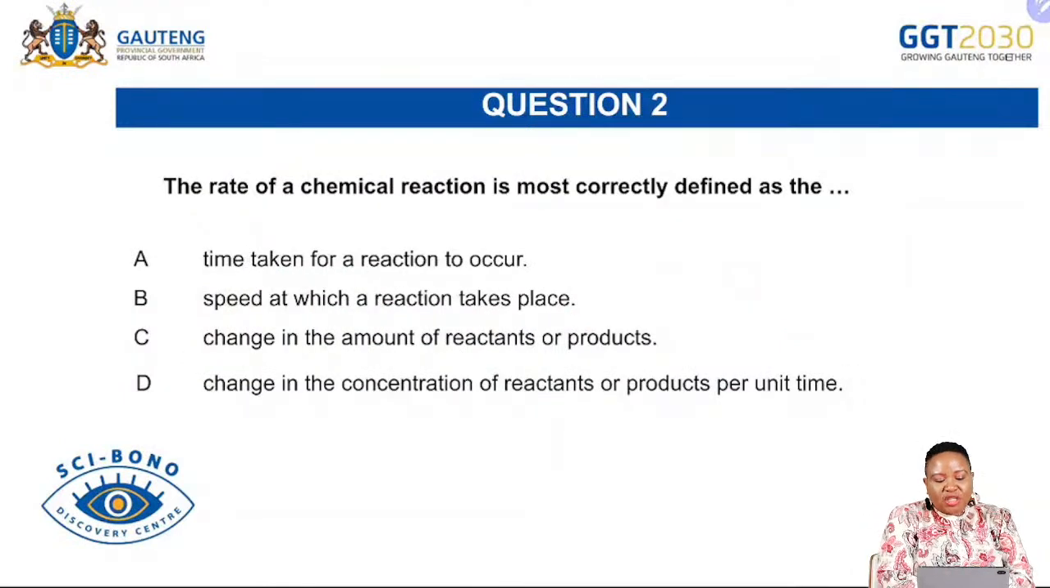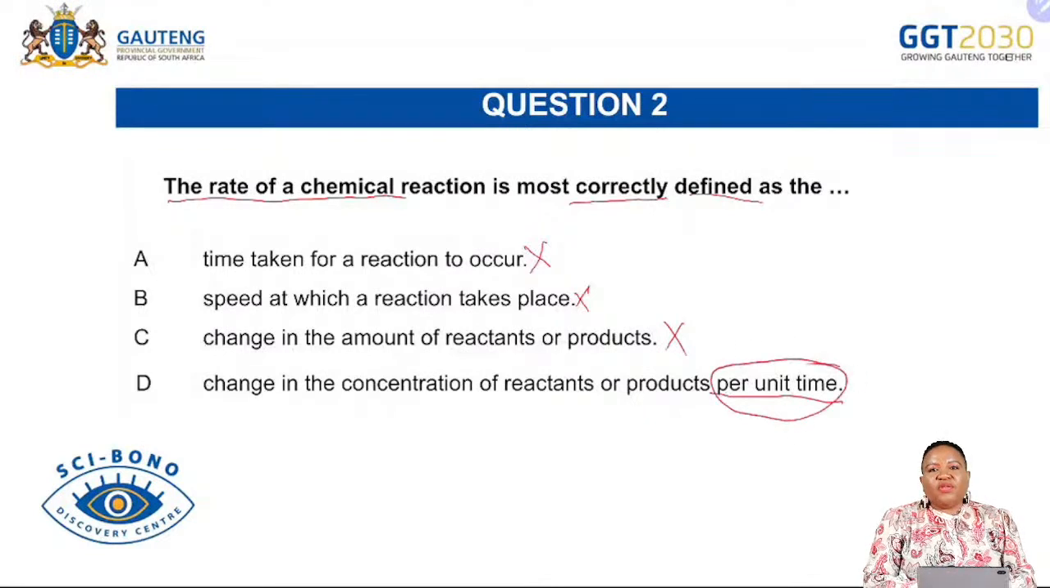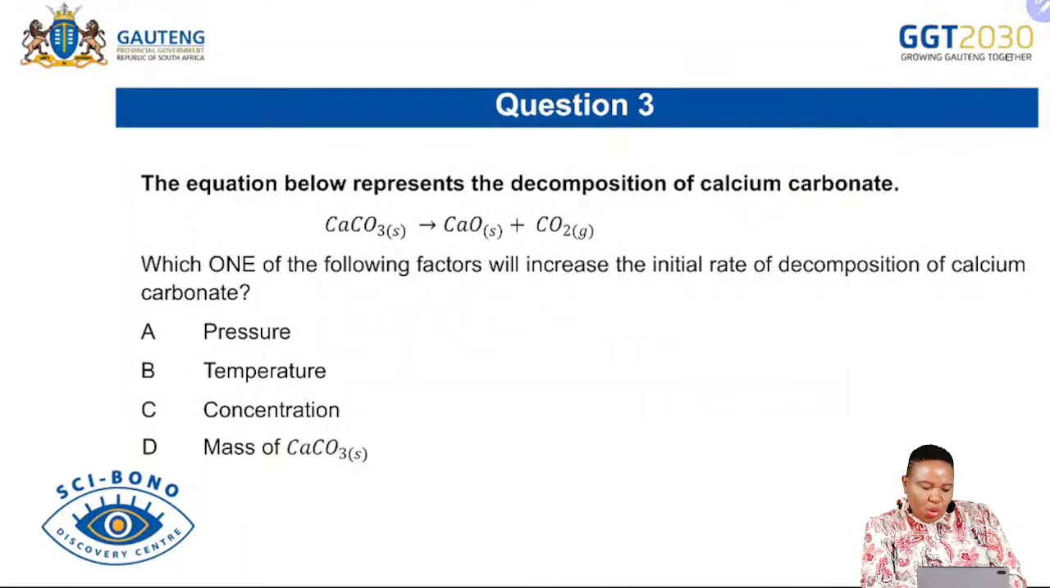Then this one, it was trying to give us the definition of reaction rate. When you look at it, it says the rate of chemical reaction is mostly correctly defined as time taken for the reaction to occur. Definitely it is not; we know it is the change in concentration of the product or reactants per unit time. Also, it's not about speeding up the reaction. Now, when you look at this one, it is the change in the amount of reactants or product. But remember, there is no per unit time. So definitely what makes it wrong is that per unit time is not included, because the words per unit time are very important as we explain your definition.